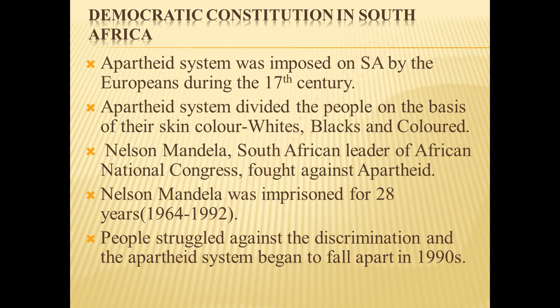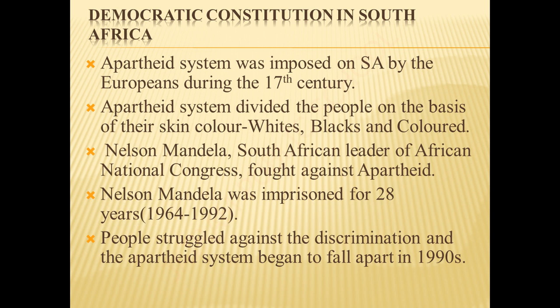First, we will start with the topic democratic constitution in South Africa. To understand this topic, first we can start with the term apartheid. It is a term given specifically to the racial discrimination that existed in the region of South Africa. This system was imposed on South Africa during the 17th century by the Europeans who went and settled in South Africa and who later became the local rulers over there.